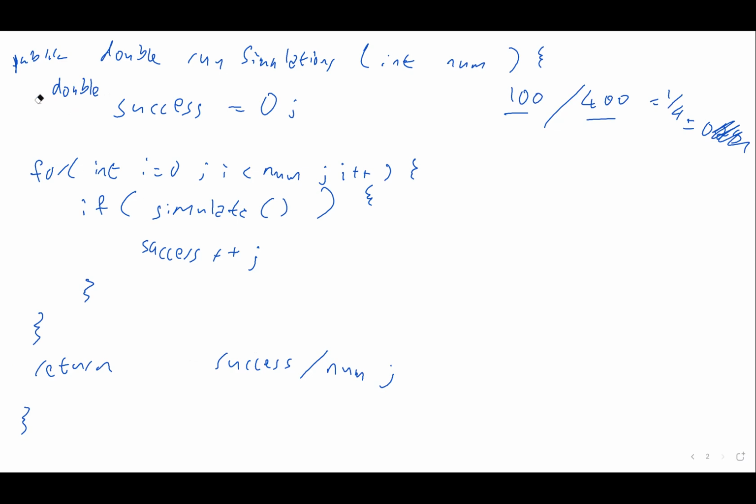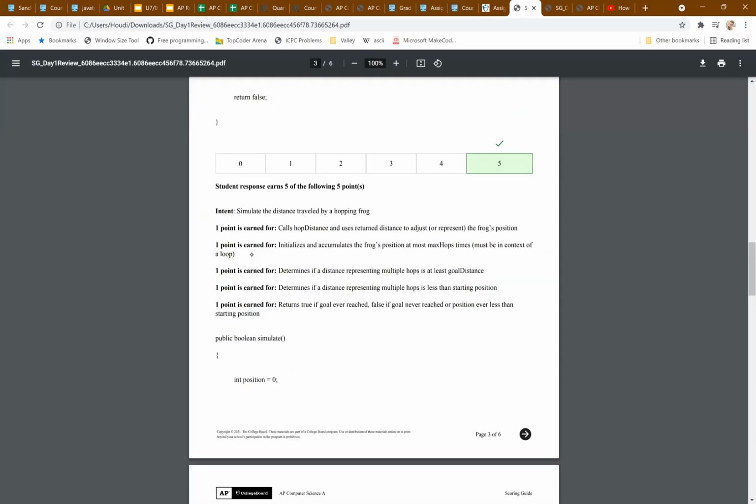And then once again, we have success, which is a double, divided by num, which is an int. Double over int will give us a double value. So either of these scenarios would give us that correct division. But we need to make sure that at least one of these values is a double, otherwise we're not going to get our correct division. Make sense?